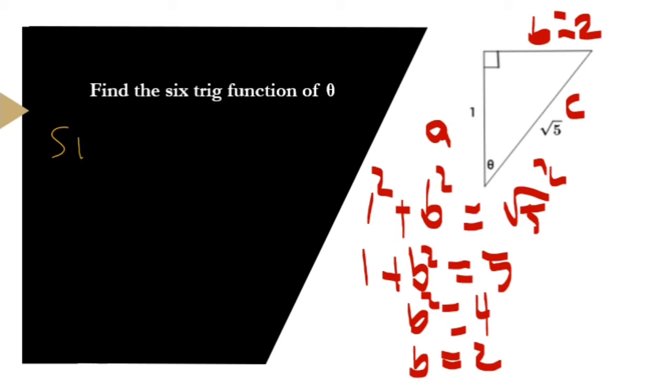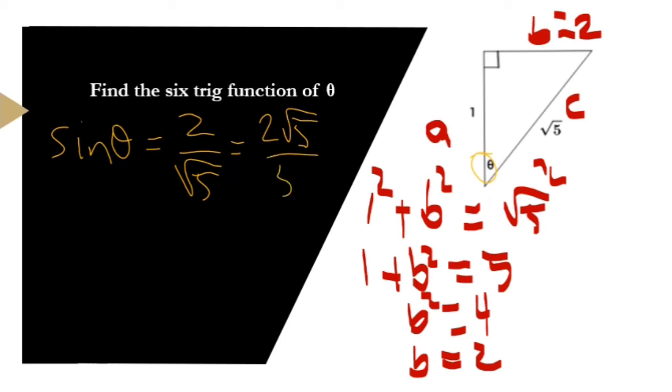So we have sine theta, which would usually equal opposite over hypotenuse. Opposite of the angle is 2. And the hypotenuse is root 5. So that's going to be 2 root 5 over 5. Cosine theta is going to be adjacent over hypotenuse. Adjacent is 1. Hypotenuse is root 5. So that becomes root 5 over 5.